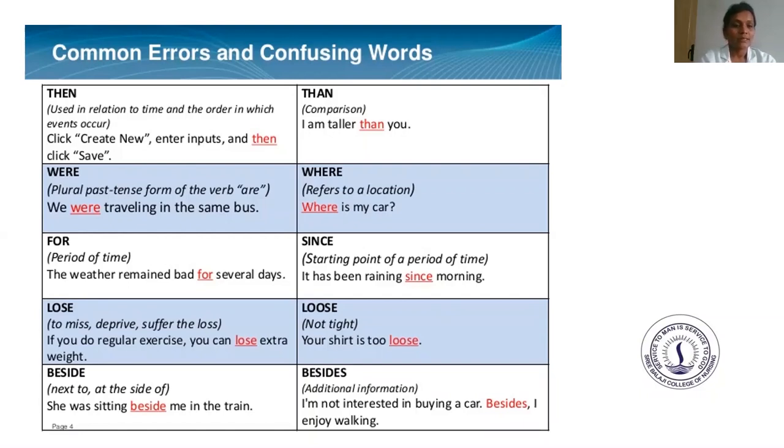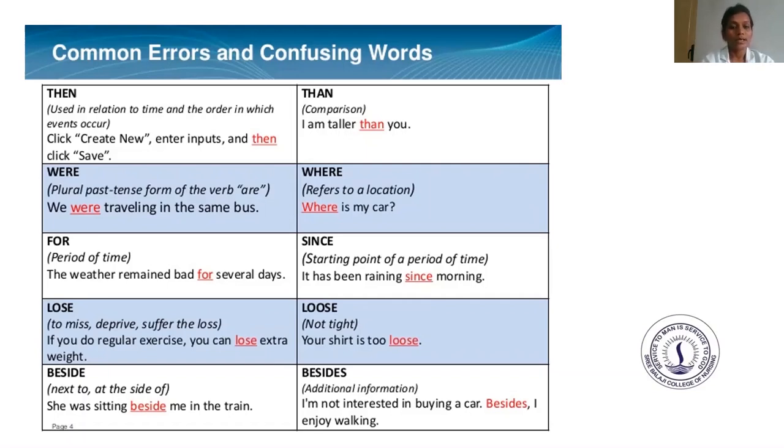And the next, for or since. For is a period of time. The weather remained bad for several days. So for mentioning any period of time, you will use for. And since, starting point of a period of time. It has been raining since morning. So when you want to say the starting point of a period of time, you use since.